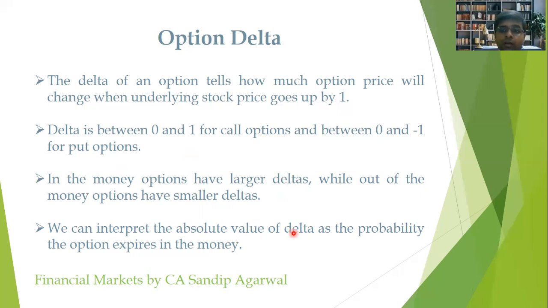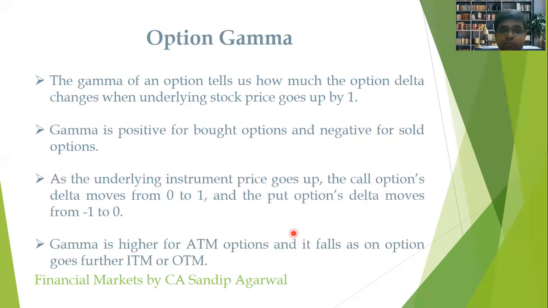Now, if the delta of an option is 0.7, it means that that option has a probability of 70% of expiring in the money. Whereas if the delta of an option is 0.3, it means that that option has the probability of expiring in the money of 30% only.